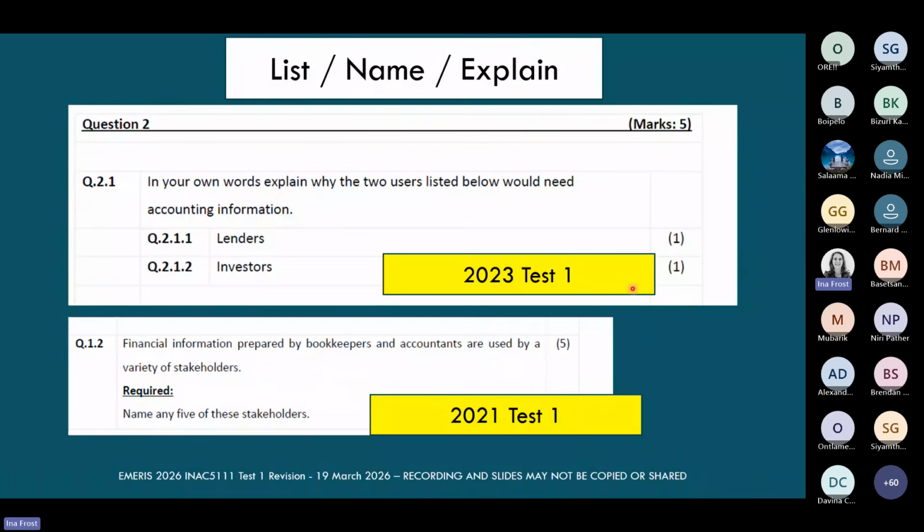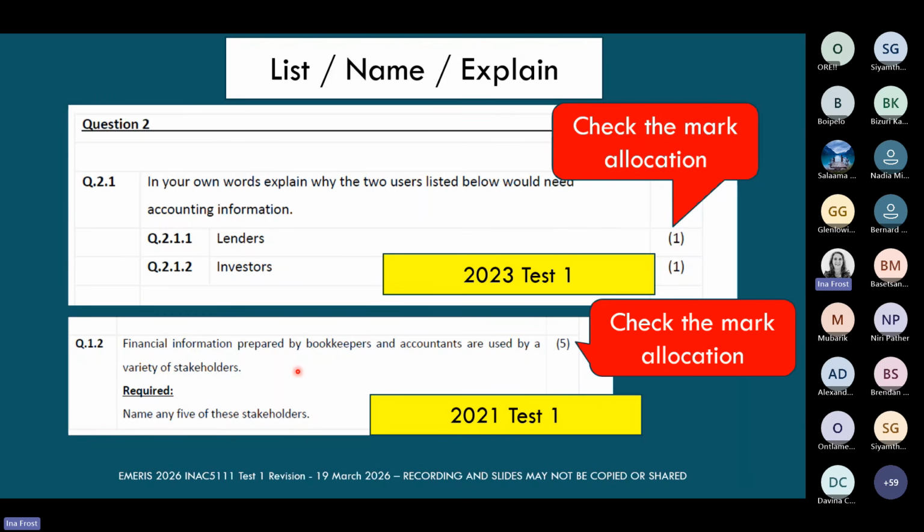Then the next questions, these are the ones where you either have to list, name, or explain. And these questions were regarding the users of the financial information. Again, make sure that you are checking the mark allocation in each instance, particularly for these where you have to list, name, or explain. You should be guided by the marks that have been given.